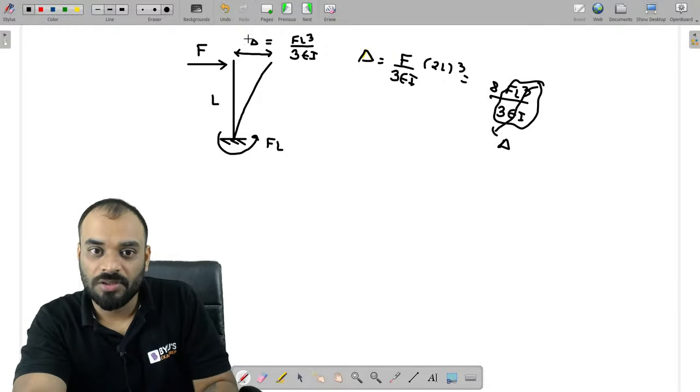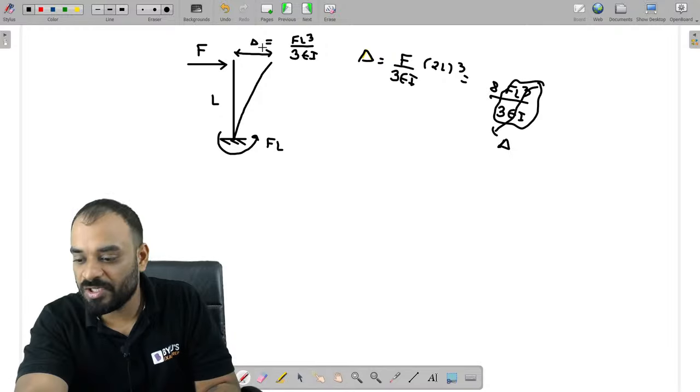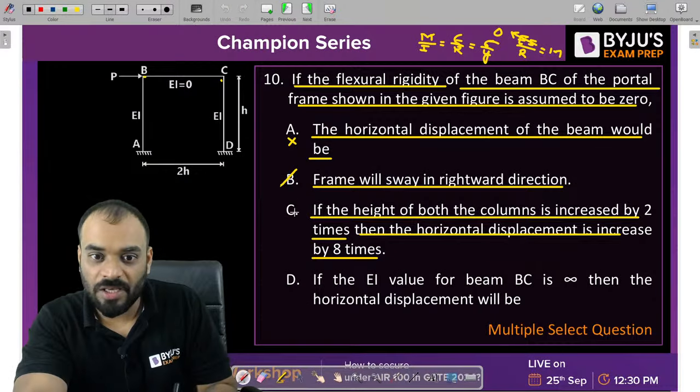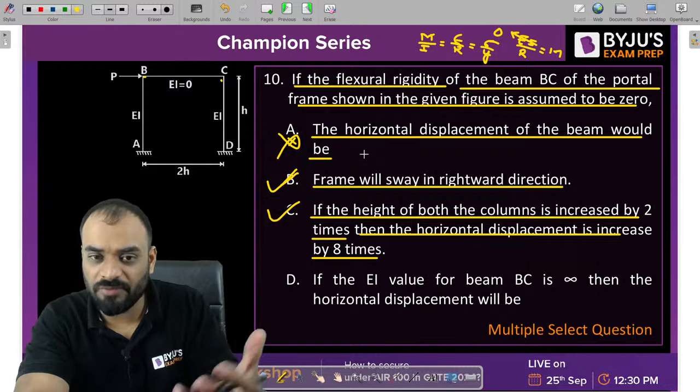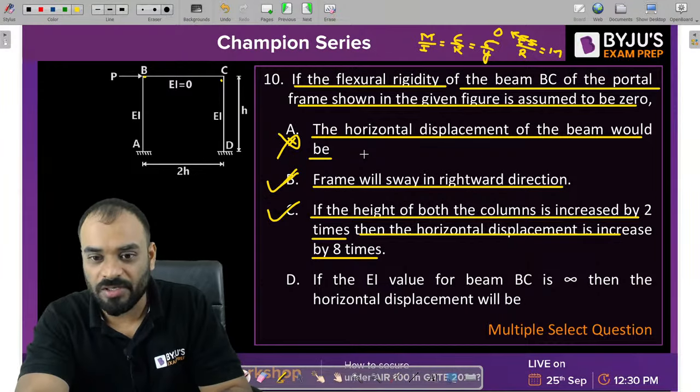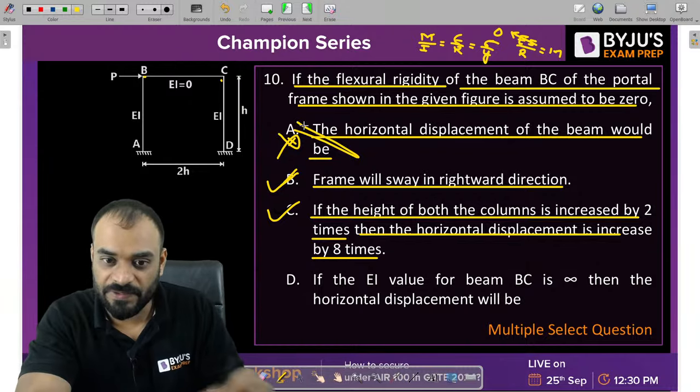Yes or no? This is our initial delta value, correct? Now, can I say that this statement is correct? This statement is correct. This statement is also correct. This one is wrong because something is missing over here, and I think that value is not mentioned in the question right now. So let it be this particular option. You can cancel this option easily.